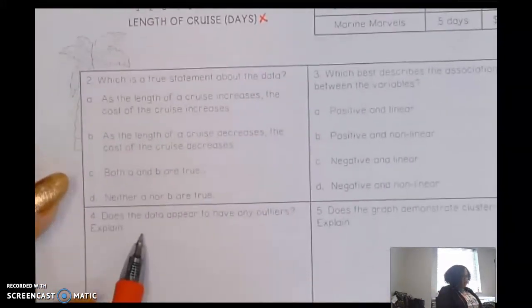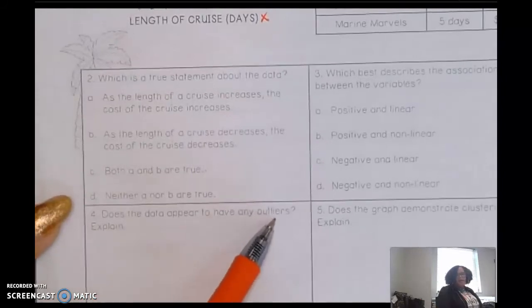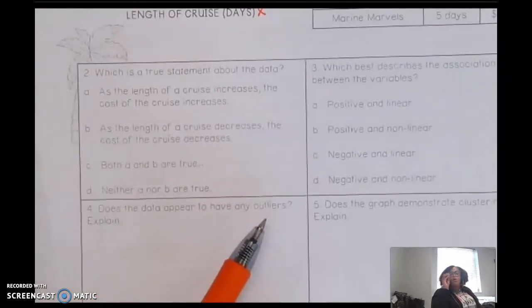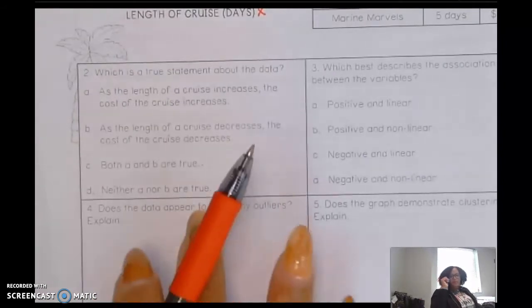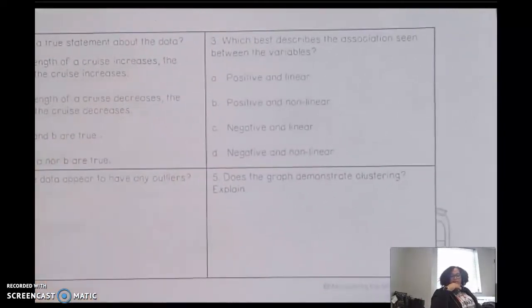Number 4, does the data appear to have any outliers? You're going to look for 1 or 2 dots that are just not following a pattern, if you do have one. Number 5, does the graph demonstrate clustering? This is where you'll look for a couple of groups. Do you see 1 cluster? Do you see 2 clusters? Do you see no clusters?